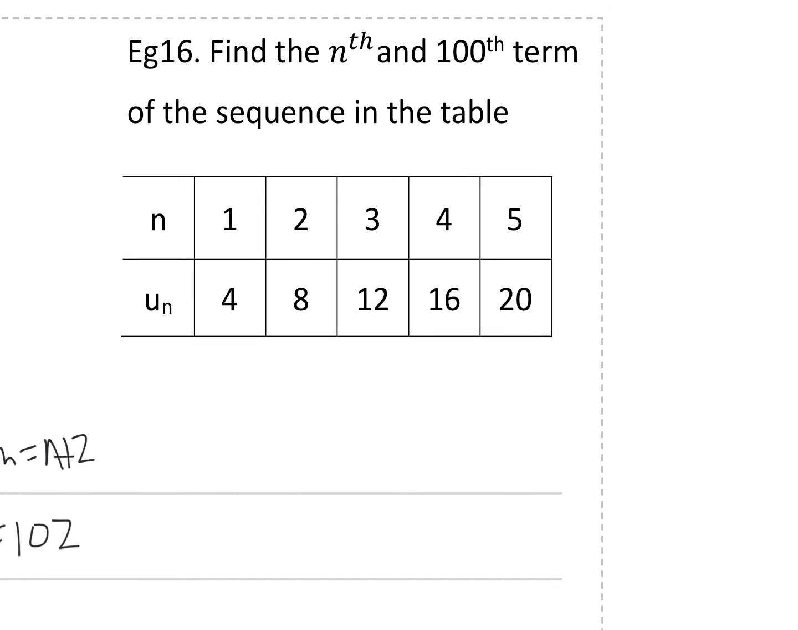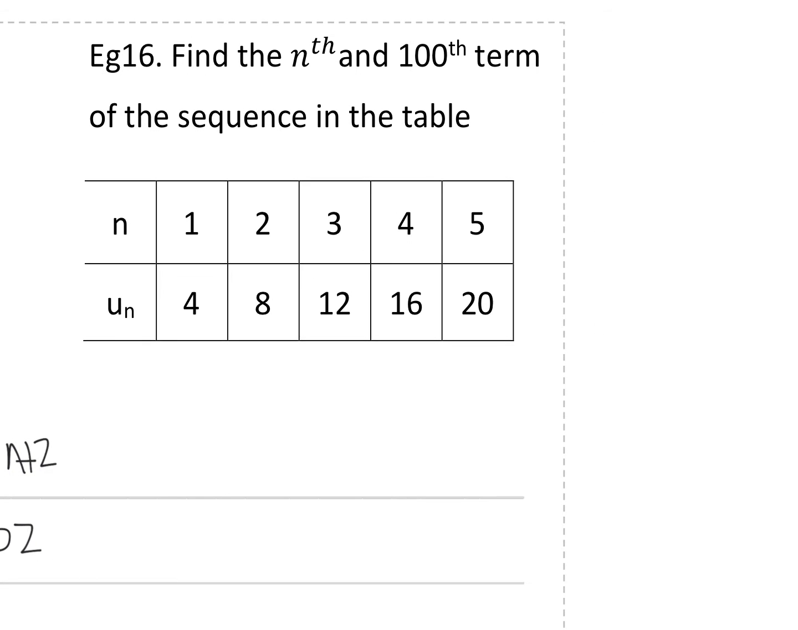Example 16. Find the nth term of the sequence in the table. The sequence goes 4, 8, 12, 16, 20. And that goes up in 4s. Now n in the last one went up in 1s, but this goes up in 4s, like the 4 times tables. In fact, this is the 4 times tables. So it's 4 times bigger than n. So to work out un, you get n and you multiply it by 4. So 4n.